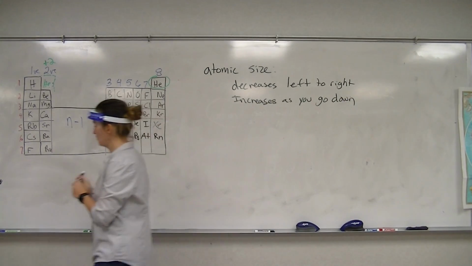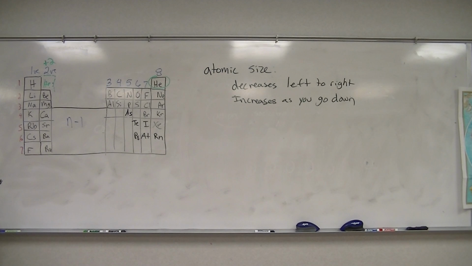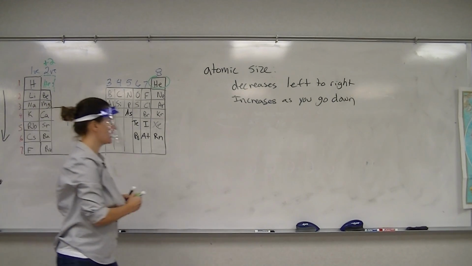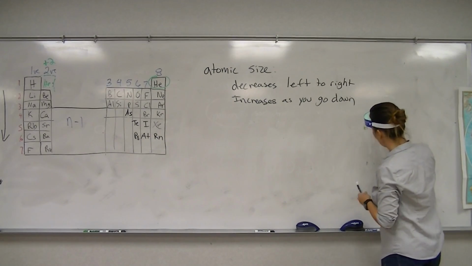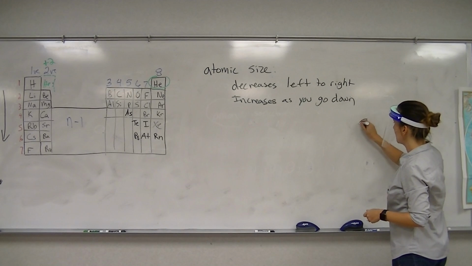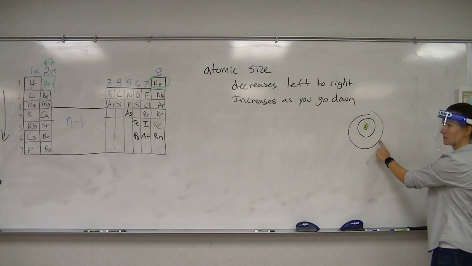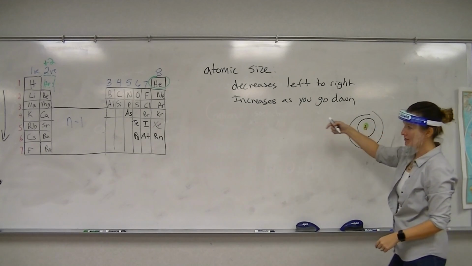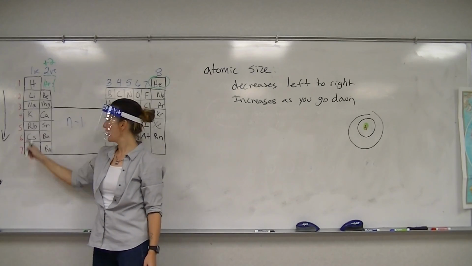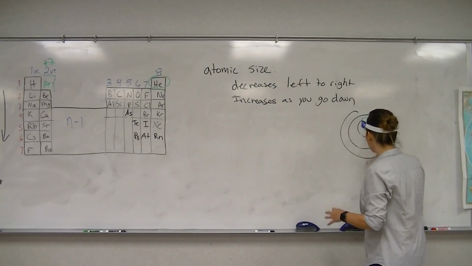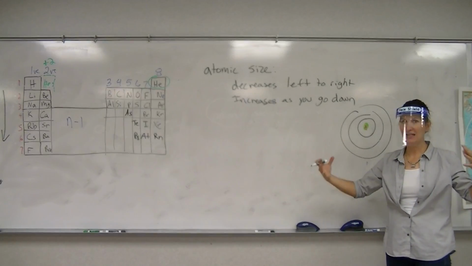Okay, so we talked about the increasing. We've done this one actually before. So it increases as you go down. The reason why it increases as you go down is because of these principal quantum energy levels. These are shells, right? When we looked at an atom, so here's my nucleus, positive center, with my protons and my neutrons in it. And then the shells are the principal energy quantum numbers. So as I add more shells, because as I'm going down, I'm adding more shells. This has just one shell, this has two, this has three, this has four, so on and so forth. As I go down, I'm adding shells. So I'm physically making the atom bigger by adding extra shells.